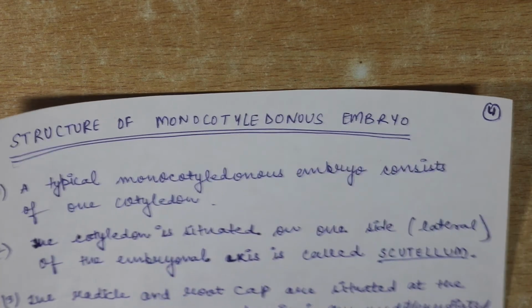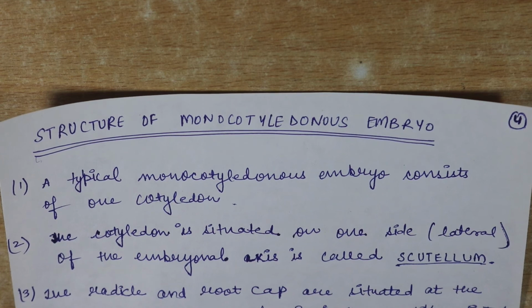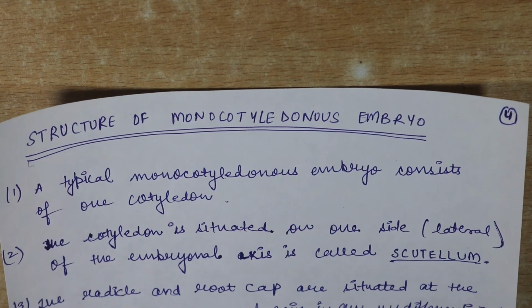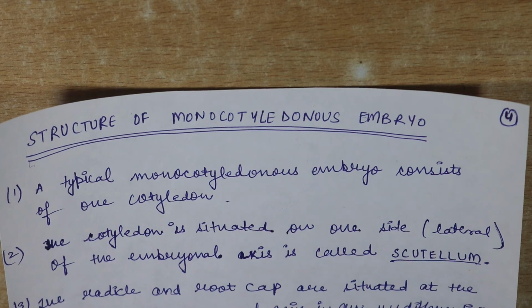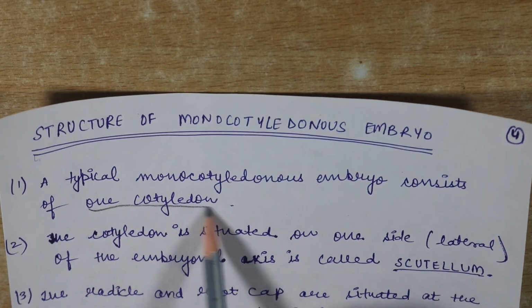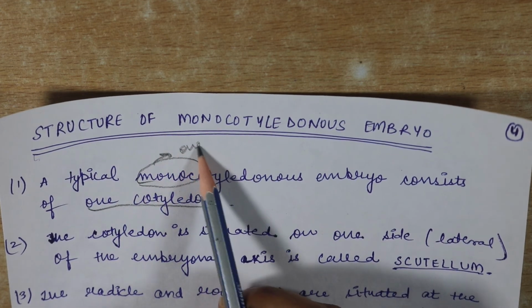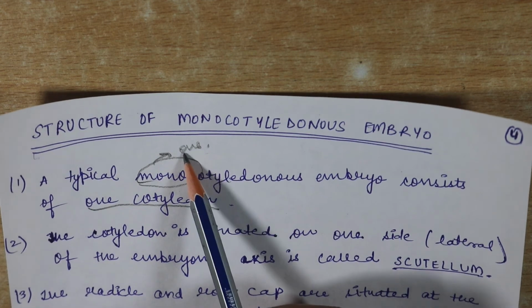Coming up to the last topic, which is the structure of the monocotyledonous embryo. First point, a typical monocotyledonous embryo consists of one cotyledon. Only one cotyledon. As we can understand by the name, mono means one cotyledon.